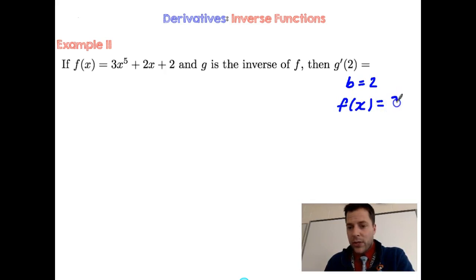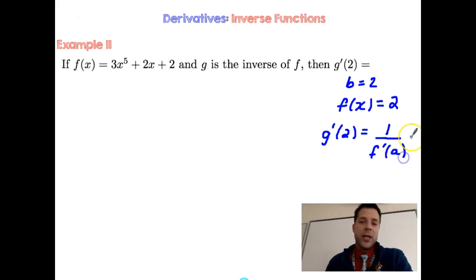And what we're going to do here is we're going to find g prime of 2, which is going to be equal to or equivalent to 1 over f prime of a. So again, we don't know a and we don't know f prime. So again, we're taking the derivative of the inverse at point 2. What is that tangent slope going to look like? Okay, so last time I found a first, and let's do that again.